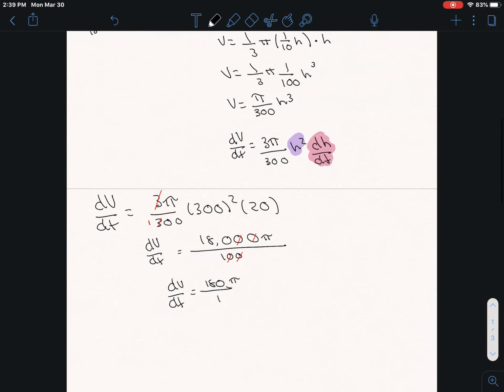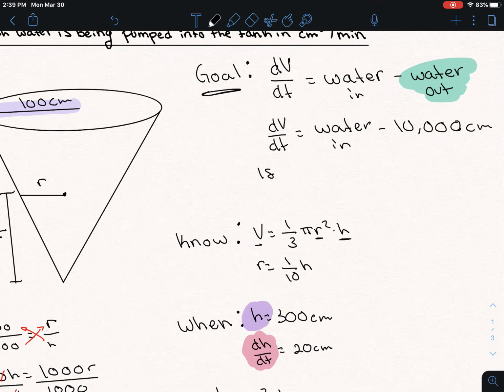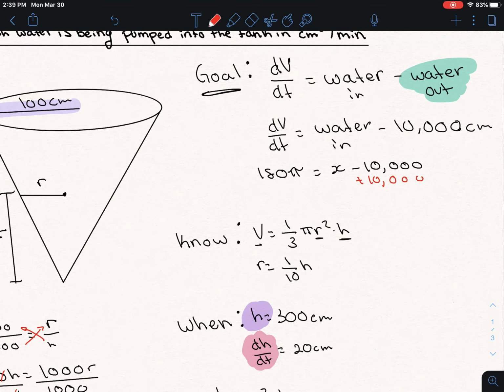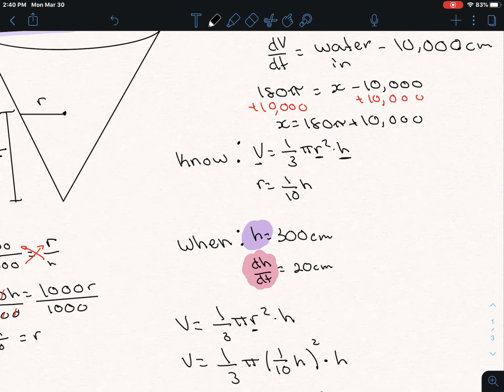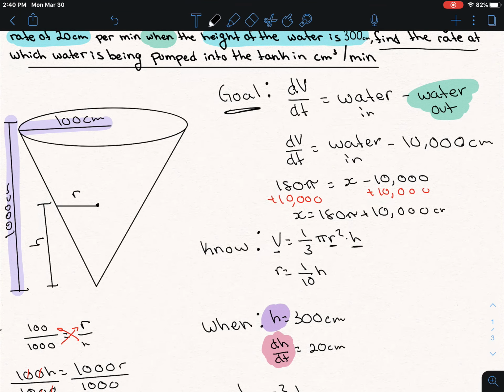We can go all the way back up to our goal and solve for our goal. So we have 180 pi is equal to, I'm going to say x minus 10,000. We're going to add to both sides, and we're going to solve for x. So our x is equal to 180 pi plus 10,000. I guess it's centimeters cubed per minute. All right, and that's our final answer.